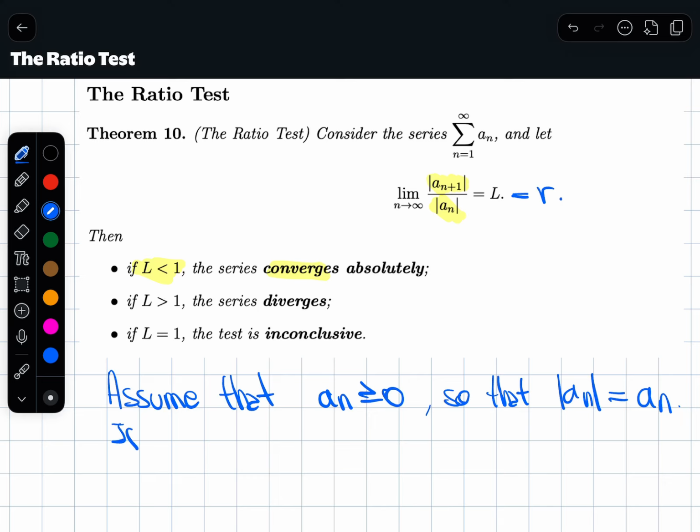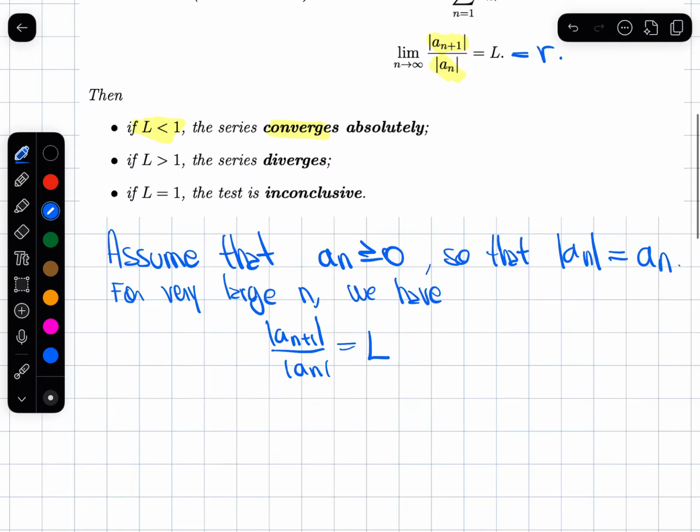If the limit is equal to L, that means for very large n, that fraction needs to be close to L. I'm calling it R. So a_(n+1) over a_n is approximately R. So if I take this and move it over, a_(n+1) is approximately a_n times R.